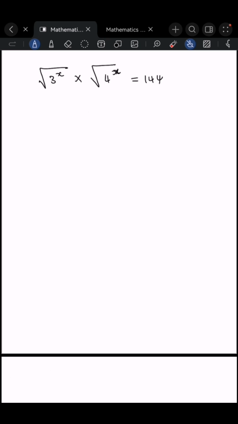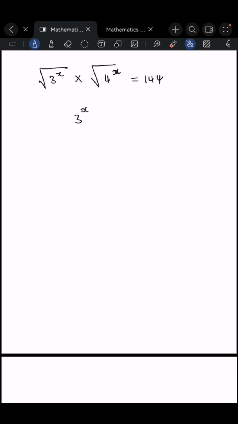Right. The square root of 3 raised to the power of x times the square root of 4 raised to the power of x is equal to 144. Okay. What I see here is that we have 3 to the x over 2 times 4 to the x over 2. Okay, let's just do this real quick.